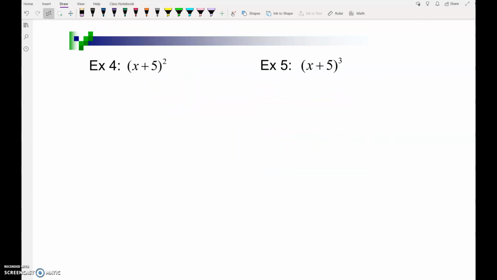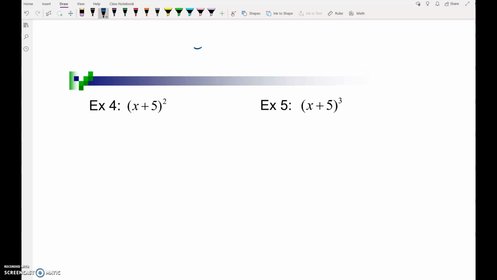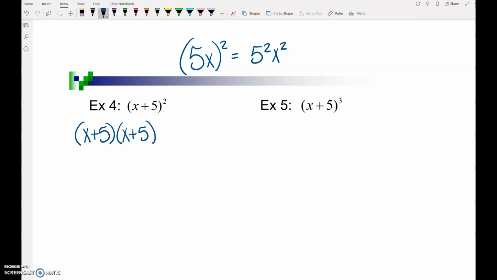When you square a binomial, you cannot just apply that square to everything inside. If this was 5x squared, we could do 5 squared times x squared. If it's only multiplication inside, you can apply the exponent to everything inside. But this is addition. This means x plus 5 twice. X plus 5 times x plus 5.